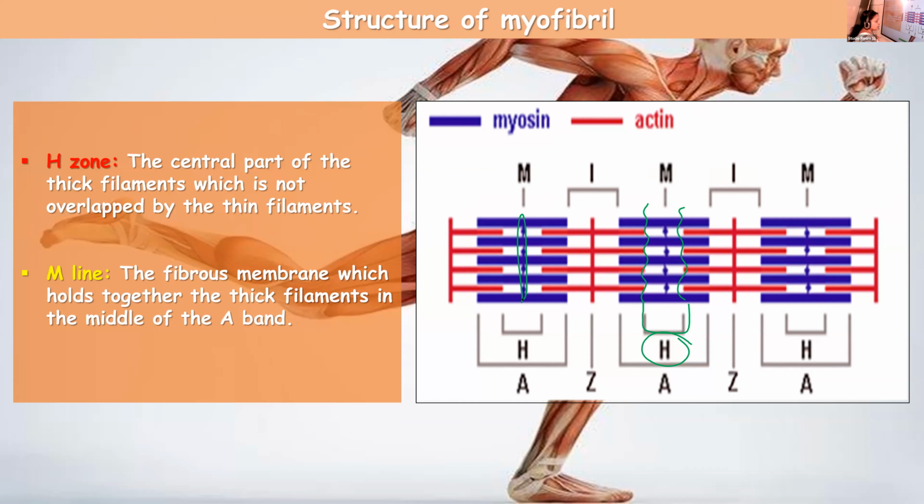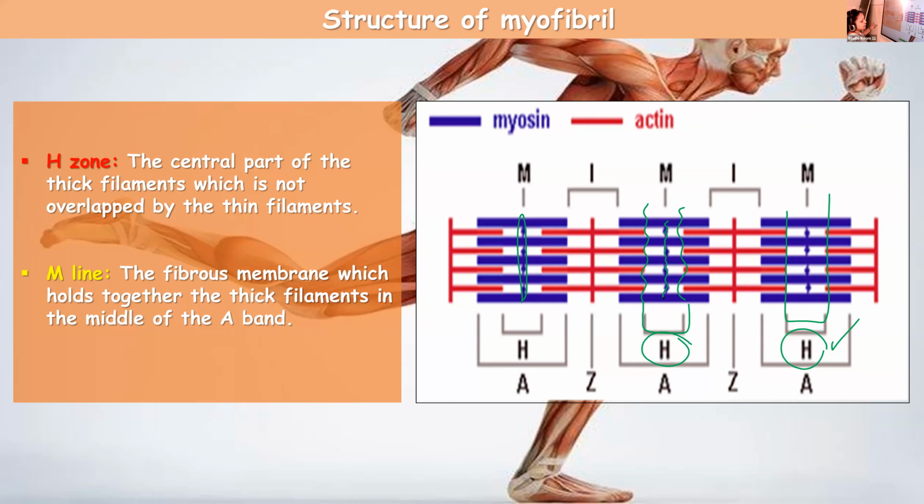Don't get confused between M and H. Edge zone is a region which is not overlapped. So from here till here, it is not overlapped. That zone which is not overlapped by actin filaments, you call it the edge zone. And this fibrous membrane which is holding the thick filaments together in the middle of the A band is known as M line. So we learned about Z line, M line, then edge zone.